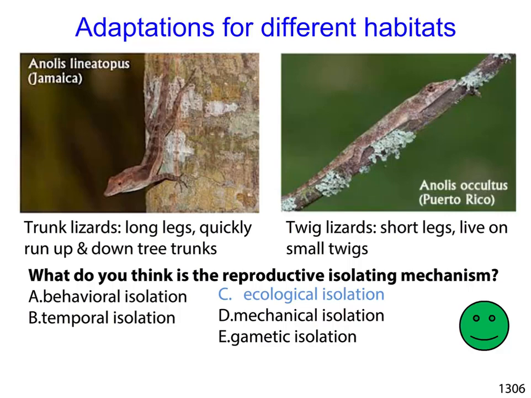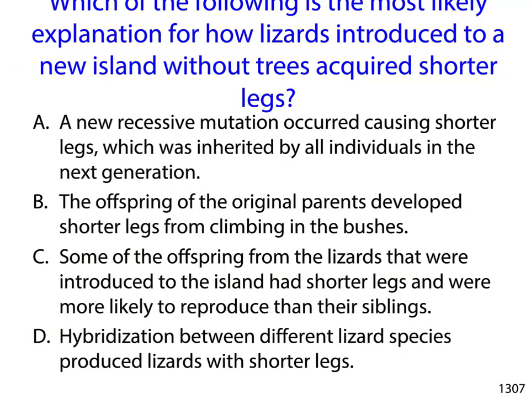So in this situation, hopefully you guys chose C, because they're living in different ecological niches, therefore it's going to be ecological isolation. And if that doesn't make sense, please let me know. Once again, we have a nice application question, and again, I'm gearing you up for 172 or for your advanced bio courses that you're going to take. So take a moment, read the question: which of the following is the most likely explanation for how lizards introduced to a new island without trees acquired shorter legs? Choose among your answers, pause lecture, and once you're ready, start again.